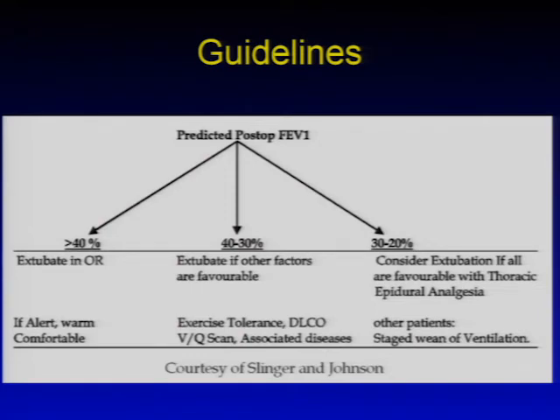Between 20 and 40, evaluate for extubation. Generally, between 20 and 30, they say consider extubation if all aspects are favorable with thoracic epidural. Other patients you can have a staged wean of ventilation. Between 40 and 30, if everything else is appropriate, including blood gas over 60, depending if there's no AA gradient that's significant for the patient, or the CO2 is less than 50, extubate in the operating room.